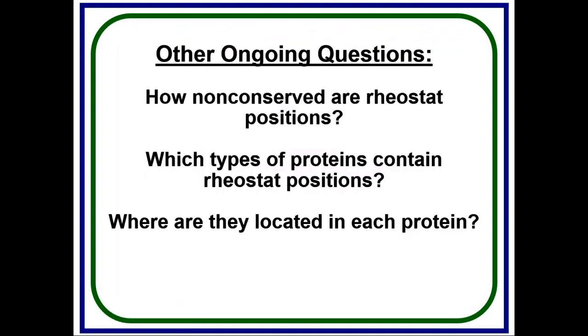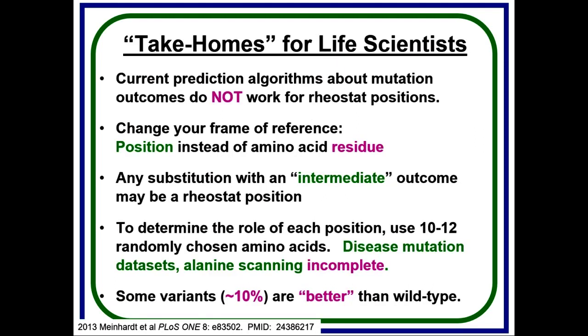The other ongoing questions that we're addressing are how non-conserved rheostat positions are, which types of proteins contain rheostat positions, and where they are located in each protein. There are several take-homes for life scientists. First, know that the current prediction algorithms about mutation outcomes do not work for rheostat positions. We find it very helpful to change our frame of reference. We think about what the position does rather than what the amino acid residue does.